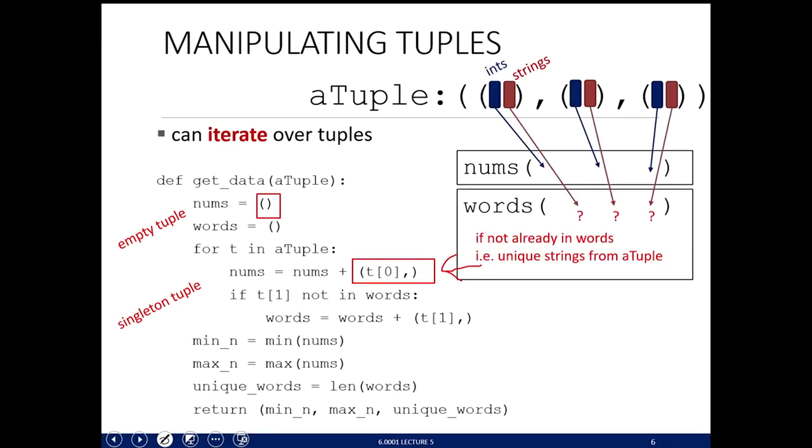At the same time, I'm also populating this words tuple. And the words tuple is a little bit different because I'm not adding every single one of these string objects, so t at position 1 being the string part of the inner tuple. I'm actually adding the string part only if it's not already in my words list. Okay? So here I'm essentially grabbing all of the unique strings from my list.